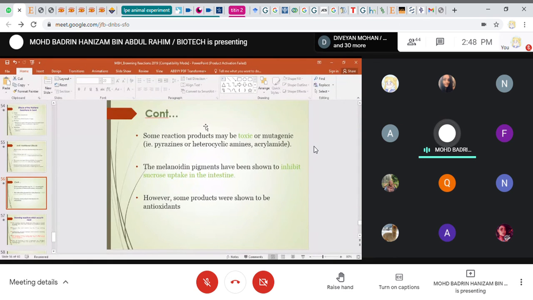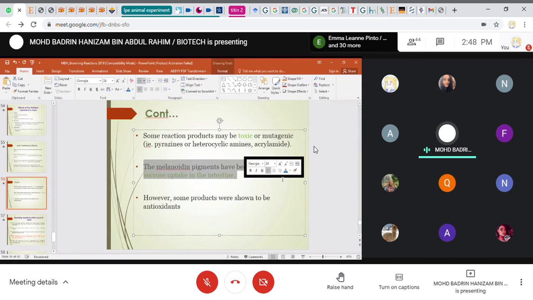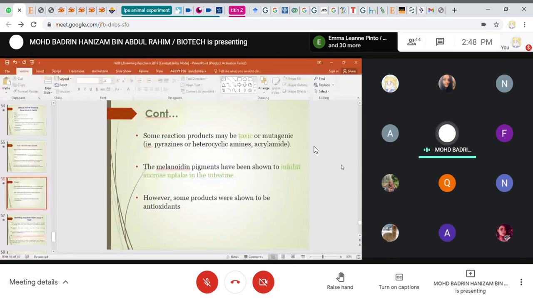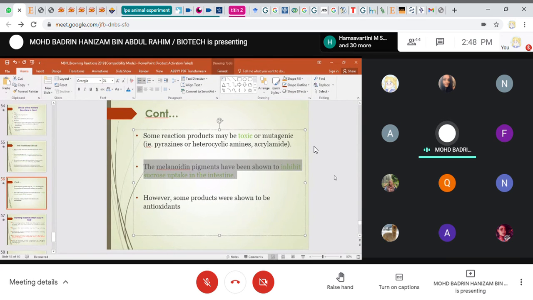Some reaction products may be toxic, for example acrylamide, and some pyrazines as well. The melanoidin pigments have been shown to inhibit sucrose uptake in the intestine, but this statement is not well accepted yet because just a couple of research studies have been done on this. More research needs to be carried out in order to confirm this statement. However, some products were shown to be antioxidants.